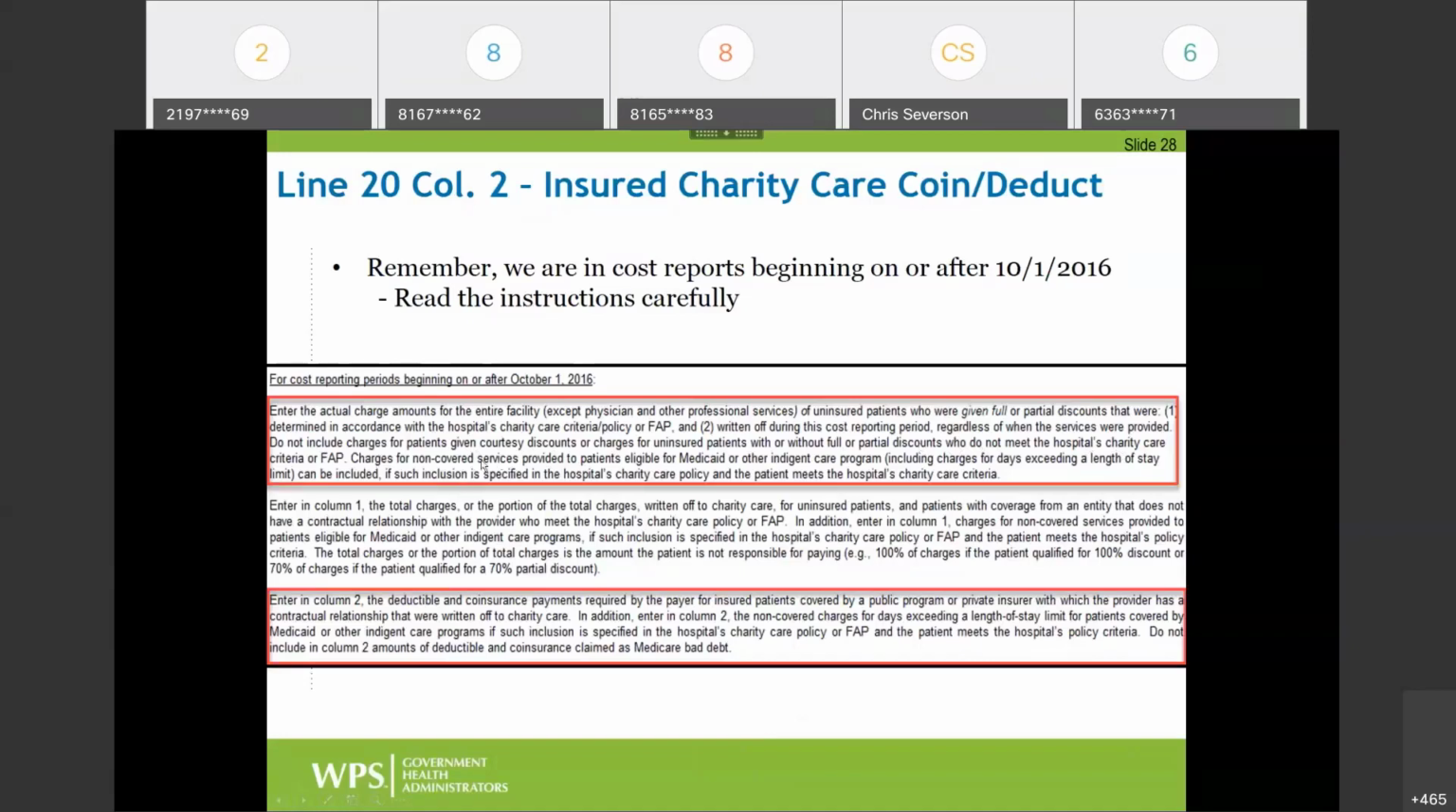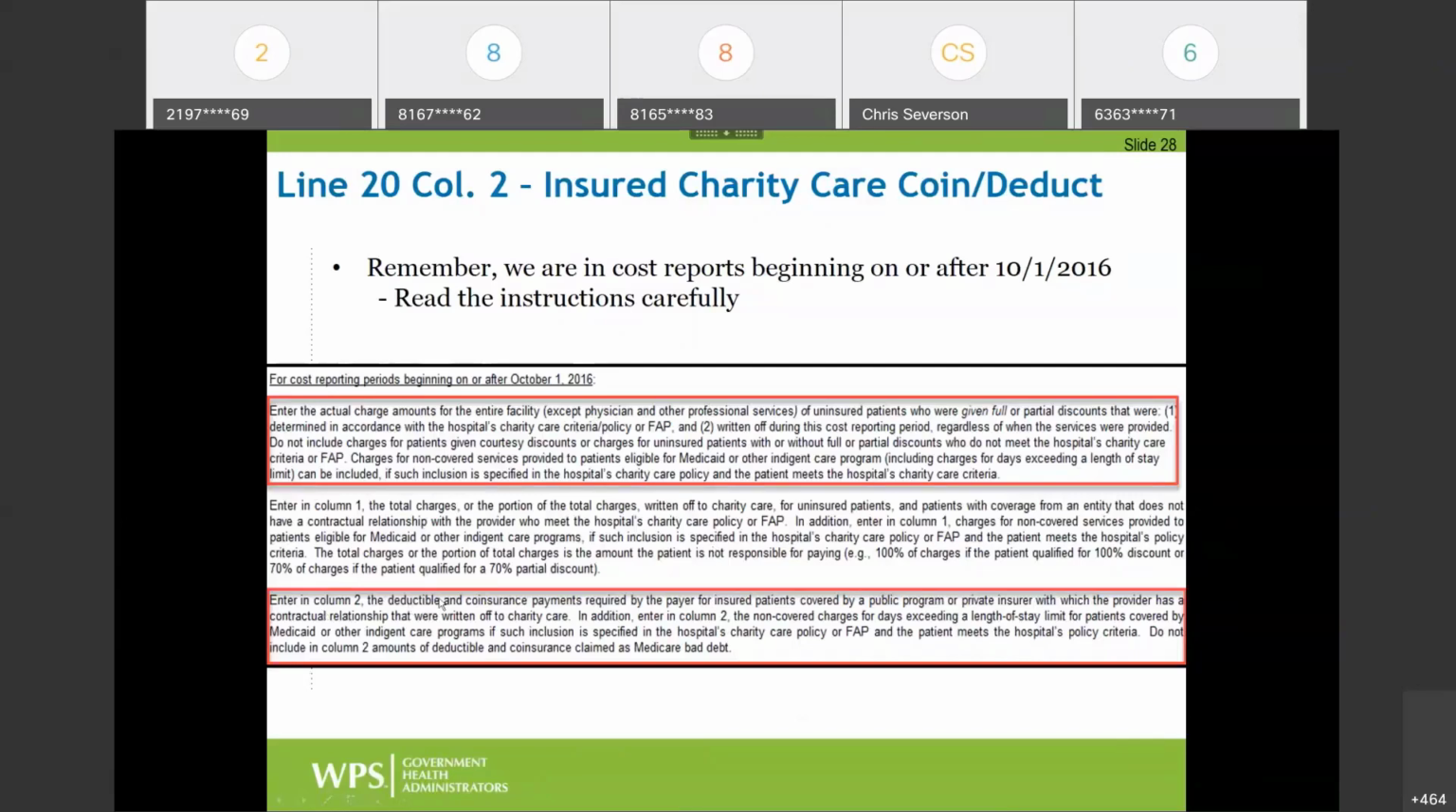Also note that we're in column 2, which is insured, but here in this section it says charges for non-covered services provided to patients eligible for Medicaid, including those charges for days exceeding length of stay limit, can be included if it's in the policy. That's that piece I was mentioning earlier. For whatever reason, CMS stuck these within the insured rather than splitting them like they did everything else.